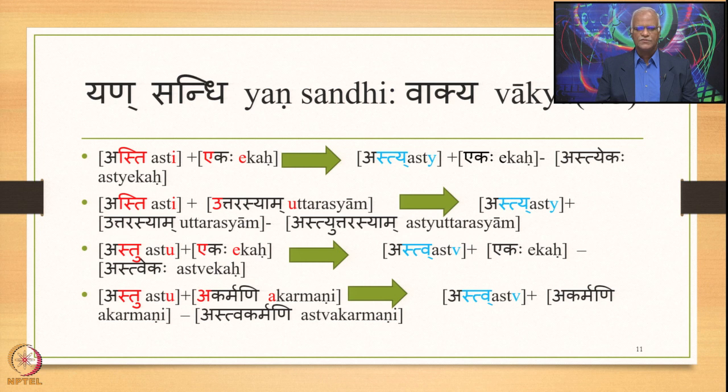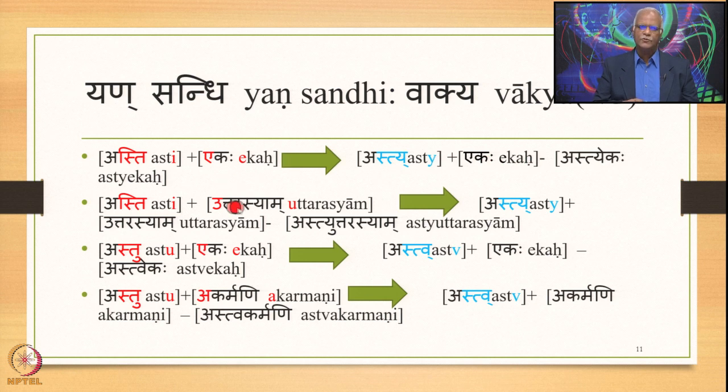This constitutes one sentence, and so we have e coming at the end of this first pada and a coming in the beginning of this second pada. So this is the pada external sandhi, the sandhi between two padas, sandhi in the sentence. So in this case 6177 iko yanachi applies, and the output generated is astya, e changes to ya, plus ekaha, that is astyekaha.